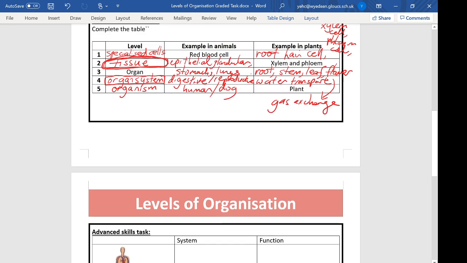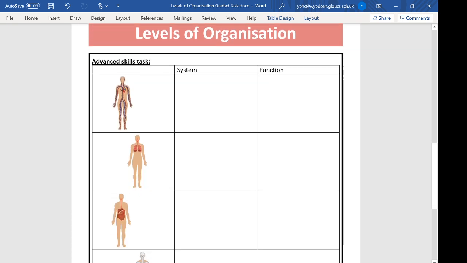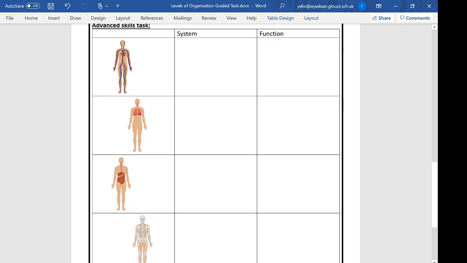Okay. Any other questions on the intermediate skills where you have an answer but you're not sure if it would work or if it would fit? Okay, let's move on then. Right, advanced skills.